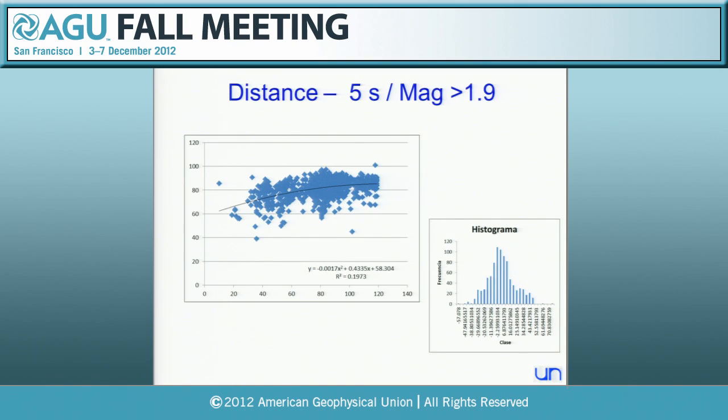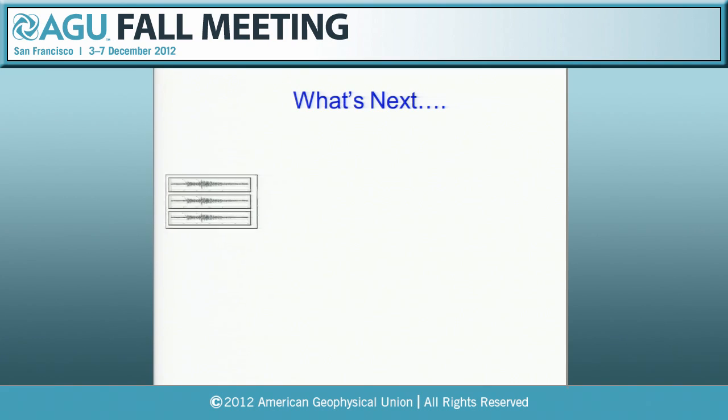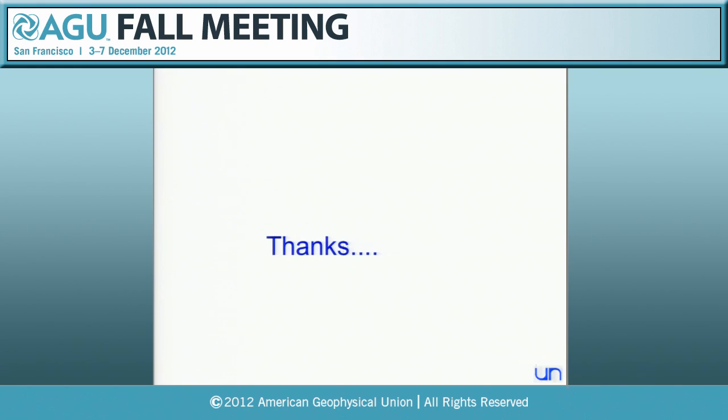Distance has the same problem with only 5 seconds. The first graphics that we saw before were with 10 seconds of signal. What we are doing time by time is reducing this time. And what is next? Next is that we have to try to improve these descriptors to have a better pattern recognition model, to make a better support vector regression model. And that's what I want to show to you. Thank you very much for your attention. And questions maybe?